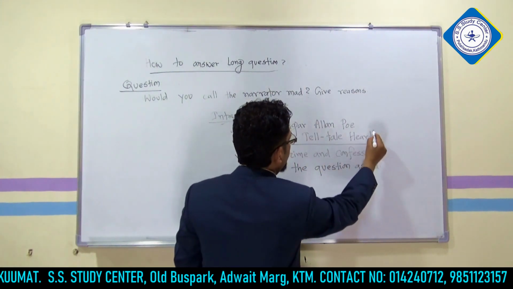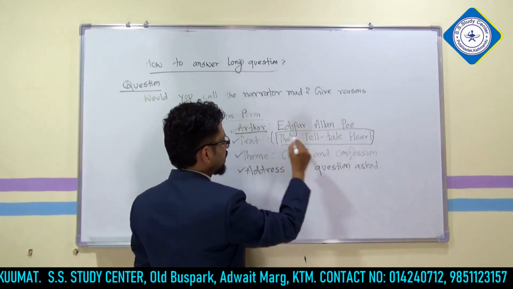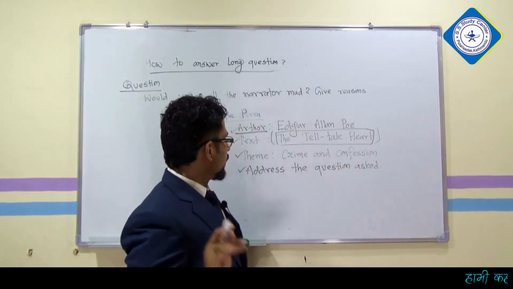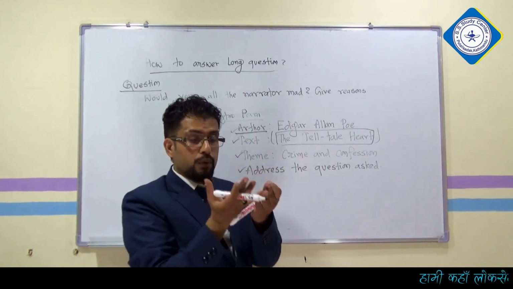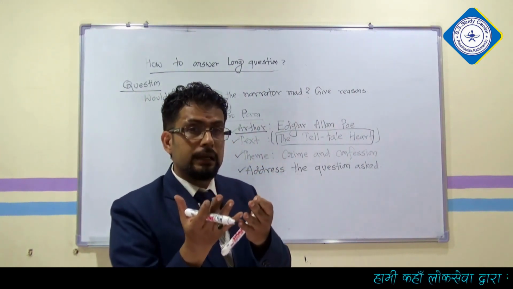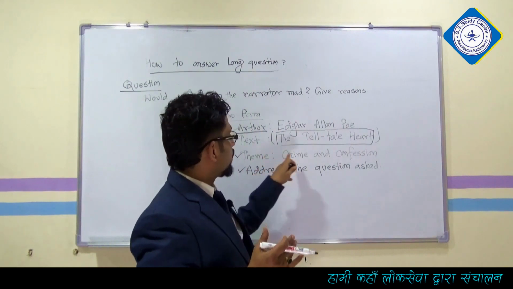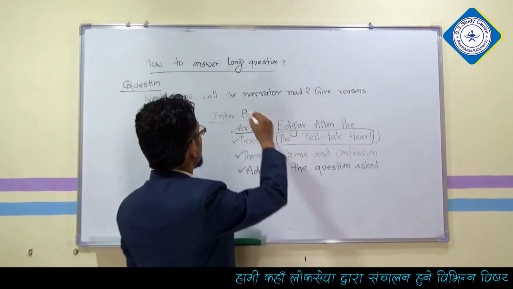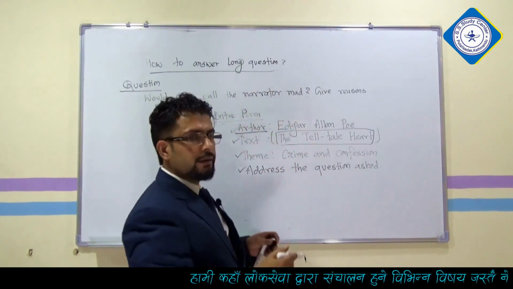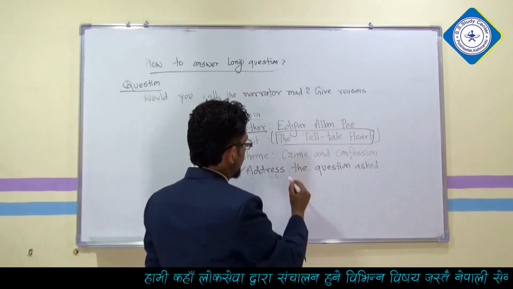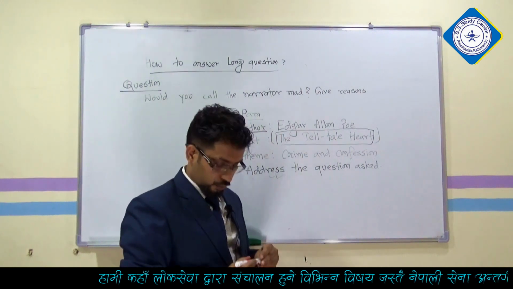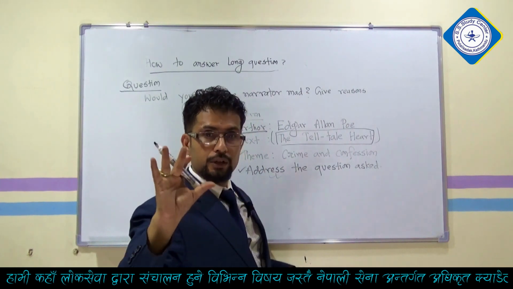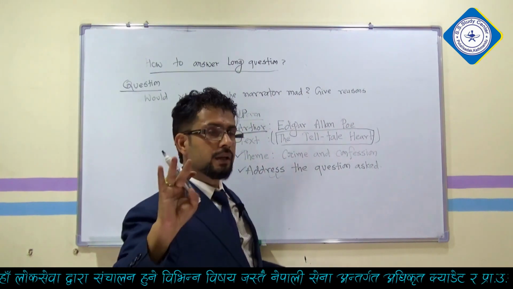The Telltale Heart. You don't need to learn this thing because most of the time in a bracketed way, the text name is maintained. Okay, what is its theme? Look at your book. If you look at your book, then you can find that it is written under the theme of crime and confession, and address the question asked. What is the question? Would you call the narrator mad? Give reason. Here you are going to address the question asked also.